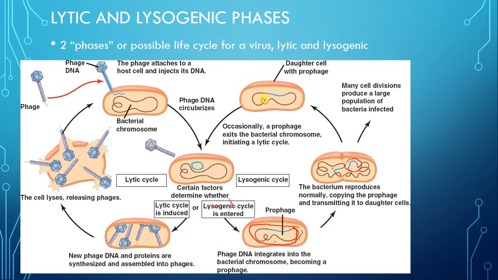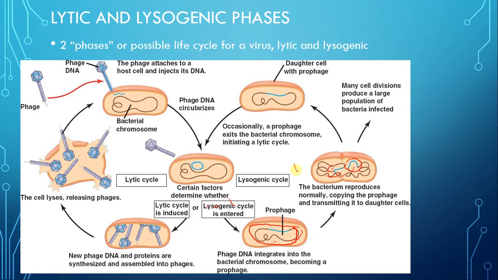Then at some point, occasionally one or more or all of these prophages with the viral DNA embedded in there receives a signal and can spontaneously jump in and initiate the lytic phase. And all of these cells can be destroyed and produce viruses at once.